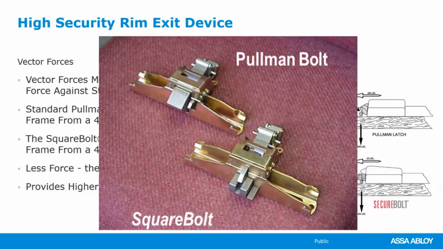So if we write this into a specification, that's going to limit the manufacturers to Corbin Russwin. Yale has a secure bolt or a square bolt as well. Know that that is available on their 7000 series device as well. There's their 6000 series device. Sargent at the present time does not have a square bolt type device, nor does Precision, nor does Von Duprin.